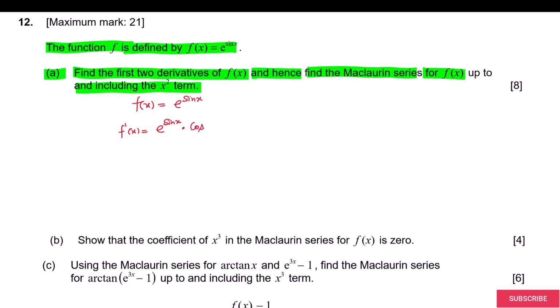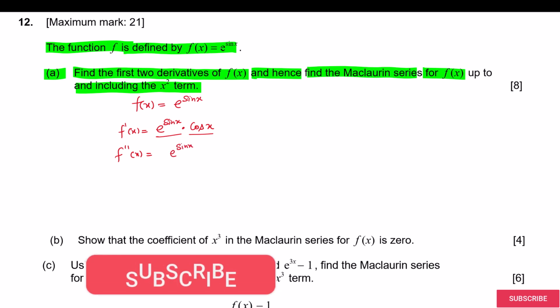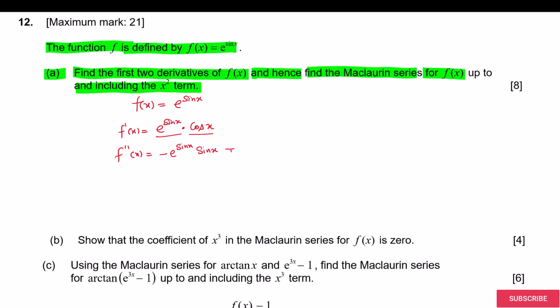which is cosine x. And then comes the double derivative, f double dash of x. It is going to be a product of two functions, so we'll use the product rule. So first we'll write e to the power sine x as such, and the derivative of cosine x is negative sine x, and then plus, now this time cos x as such, and then the derivative of e to the power sine x, we already know it is e to the power sine x into cosine x, so it is squared here.